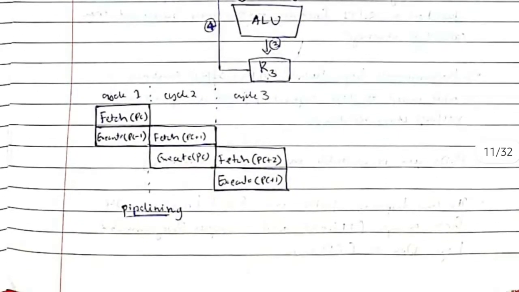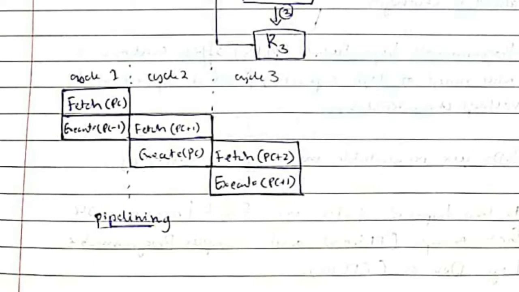And what is pipelining? Pipelining means if I have to perform a few instructions, I can perform two or more instructions at the same time.